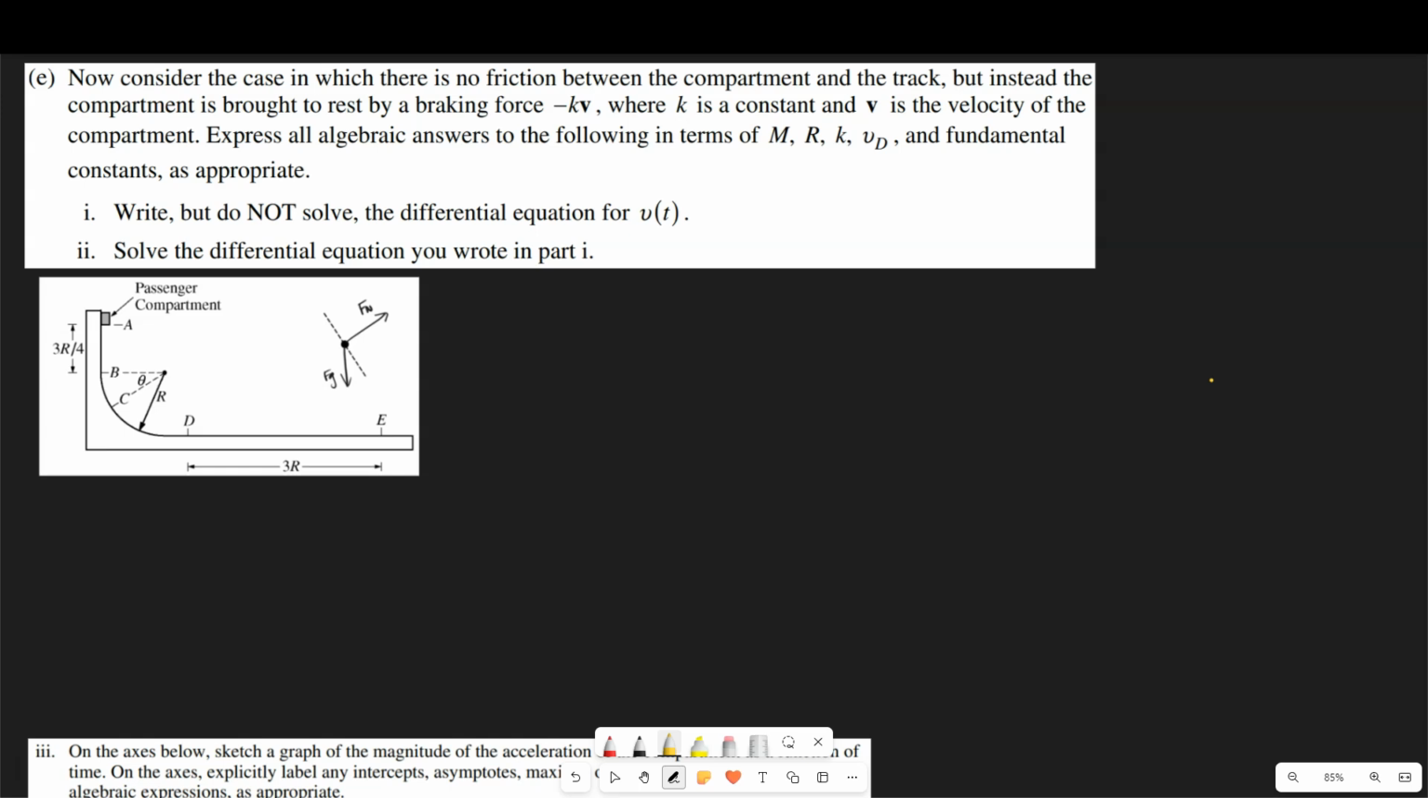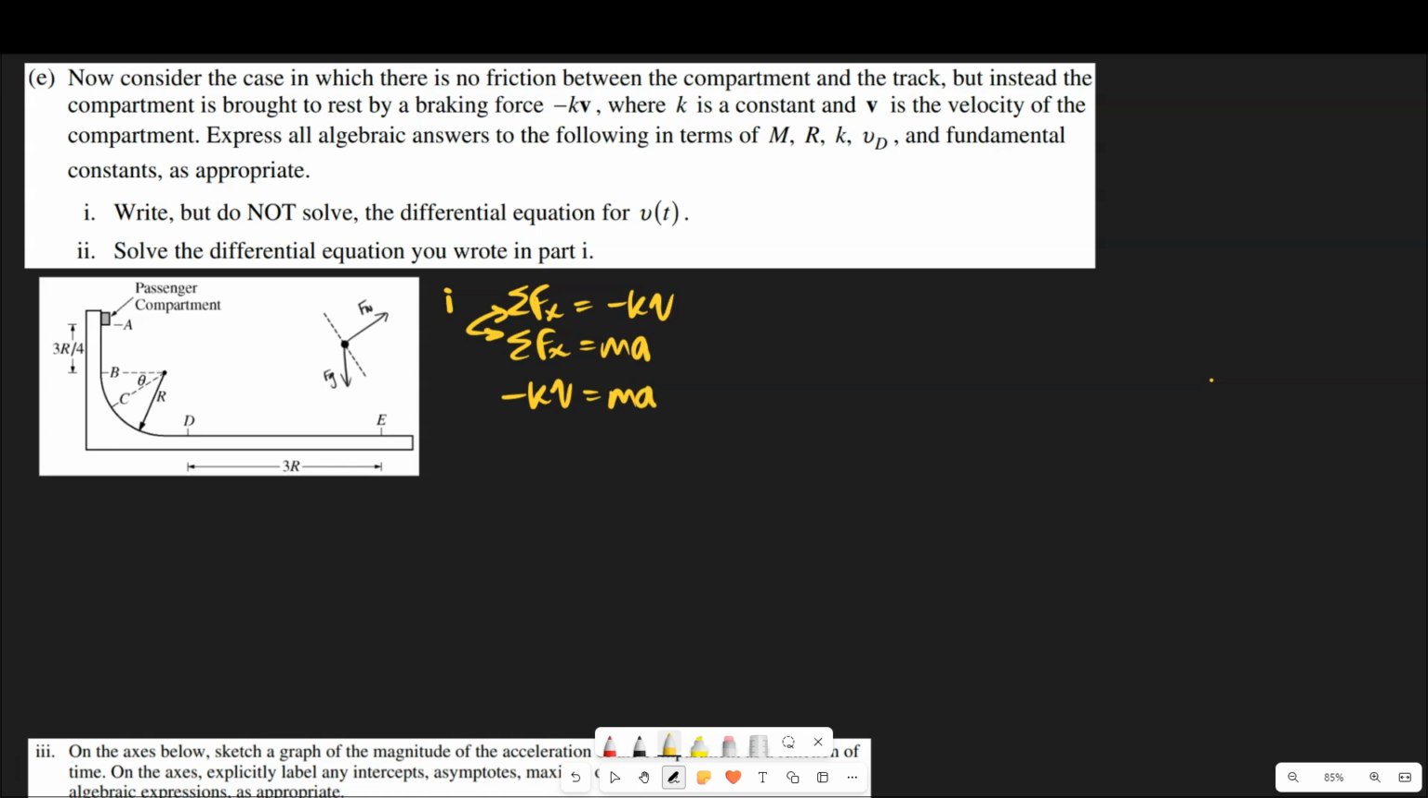A differential equation means that you're going to have something like a velocity and also the derivative of velocity in the same equation. So for part I, or part 1, you're going to say the sum of the forces in the x is equal to, specifically, minus kV. That's what they tell us it is. The second line for the sum of the forces strategy is just this, m times a. You set these equal to each other, and so you end up with minus kv is equal to m times a. This is always a safe way to start a problem involving forces. I call it the sum of the forces strategy.